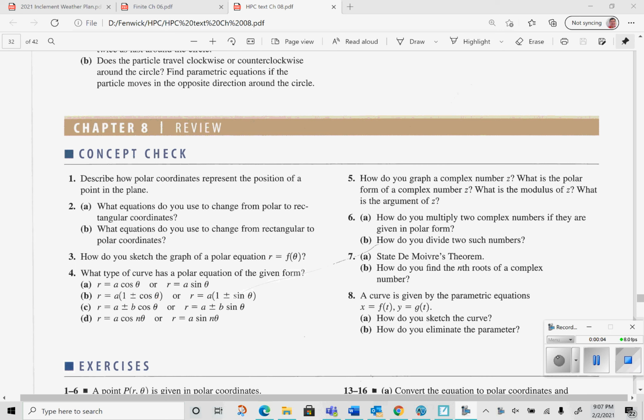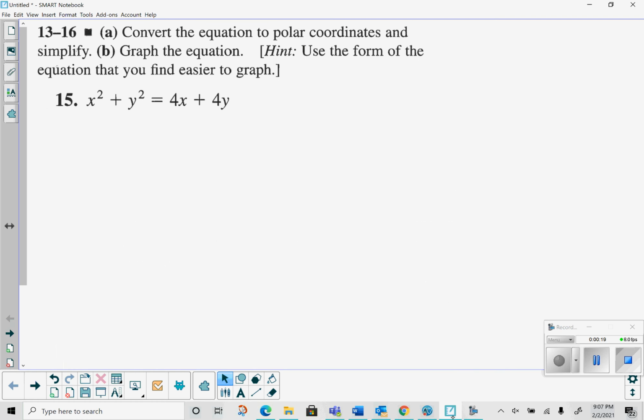From the Chapter 8 review questions at the end here of our study of polar coordinates and parametric equations, let's take a look at some of the representative questions. Students asked about number 15. Well, the directions here asked you to, first of all, convert the equation into polar coordinates, and then second of all, sketch a nice graph of it.